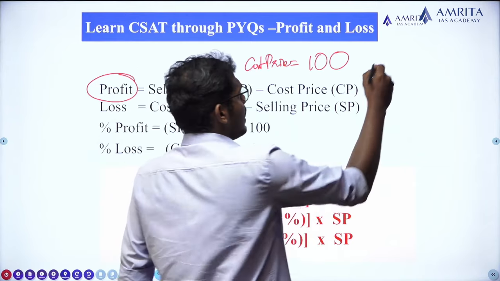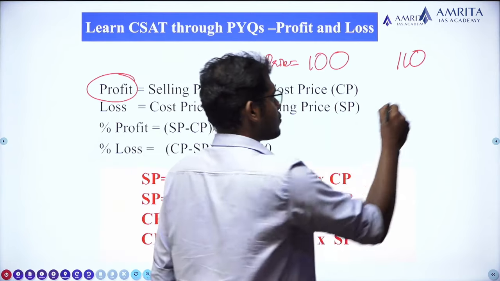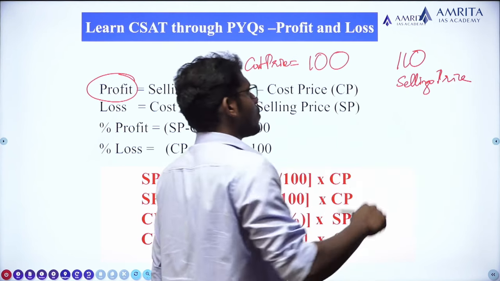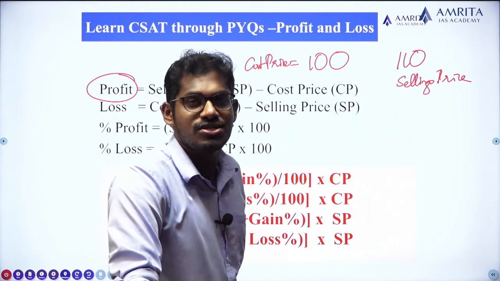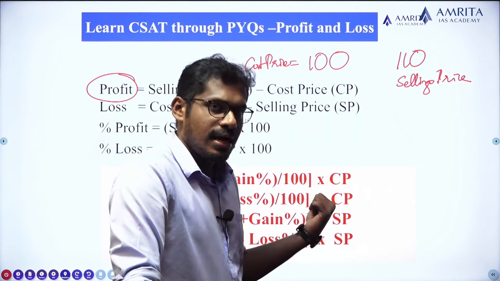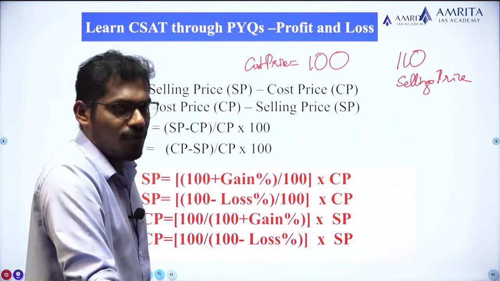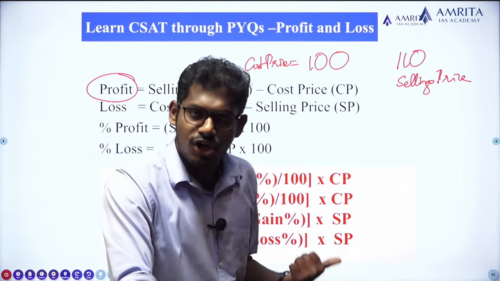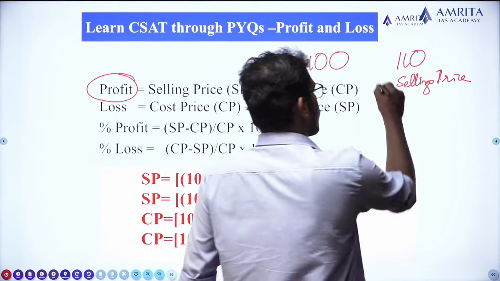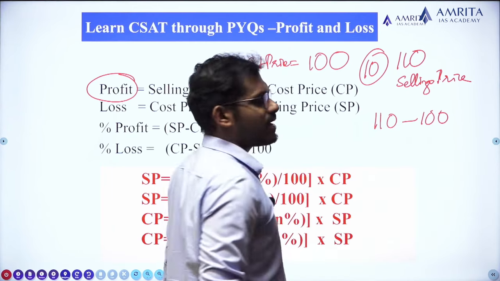He sold the particular good at a price of 110, which is the selling price of the good. Clear? So in this case, the cost price is 100 and the selling price is 110. Let me ask you a question: does he experience a loss or profit here? Yes, he experienced a profit, because he spent just 100 rupees and earned 110 rupees by selling that good. So he earned a profit of 10 rupees, which is obtained by taking the difference of 110 and 100.